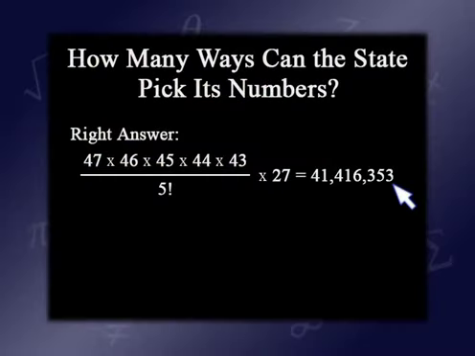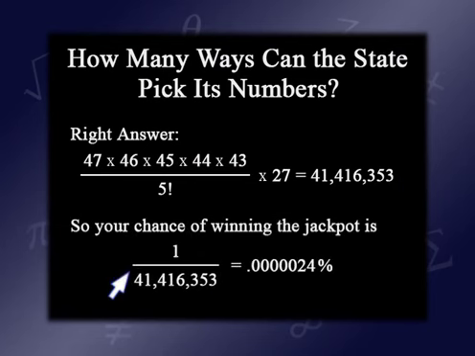That is, we first counted the numerator, overcounted the problem, and then divided by the denominator to get things right. Okay? So we saw there were 41,416,353 ways of the state picking its numbers, only one of which is your 5 numbers. And therefore, your chance of winning is just 1 over 41 million, which is pretty small.